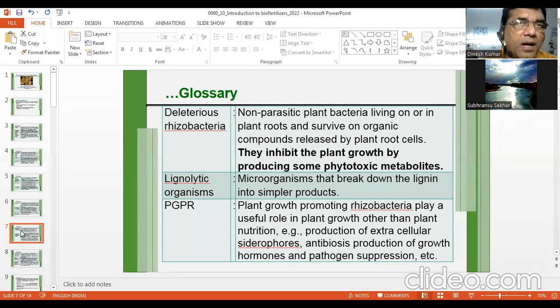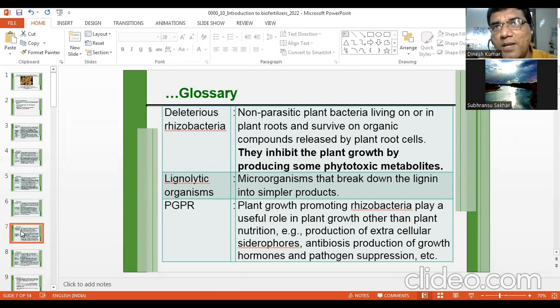And PGPR are not actually different. The nitrogen fixing bacteria are PGPR. It is mostly terminology, that their benefits other than nitrogen fixation have been counted as plant growth promoting rhizobacteria. So your rhizobium is also a kind of PGPR, azospirillum, azotobacter, all are kinds of PGPR.